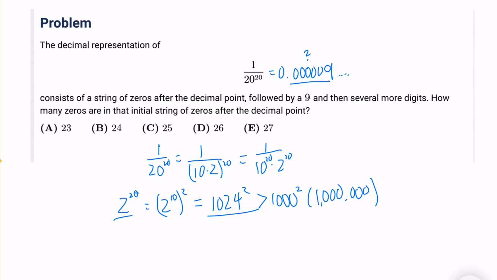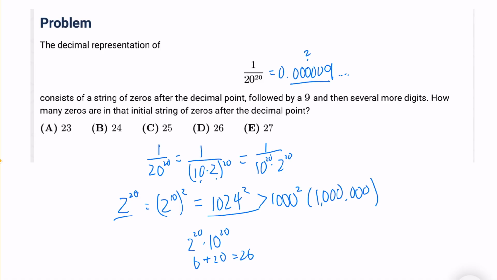Well, if we multiply this with 10 to the 20th, we know that 10 to the 20th has 20 zeros. That's why initially I broke this down into 10 times 2, because 10 to the 20th has 20 zeros. And then 2 to the 20th has, let's just say 6 zeros, even though it should be a little bit more, but overall we would have 26 zeros.